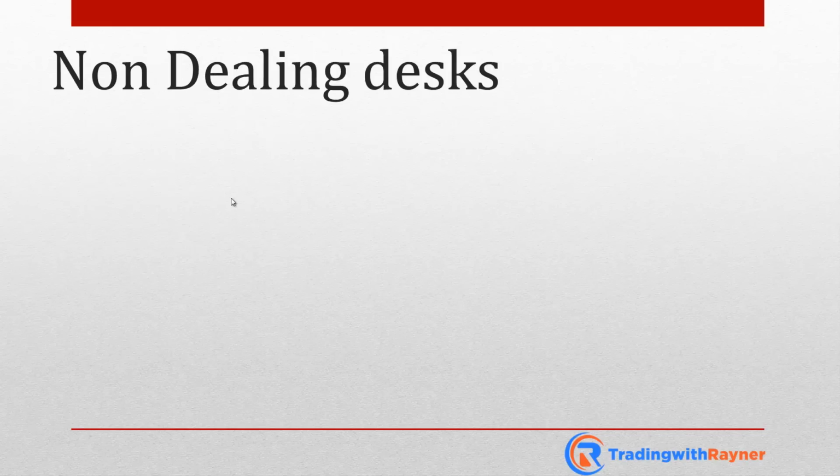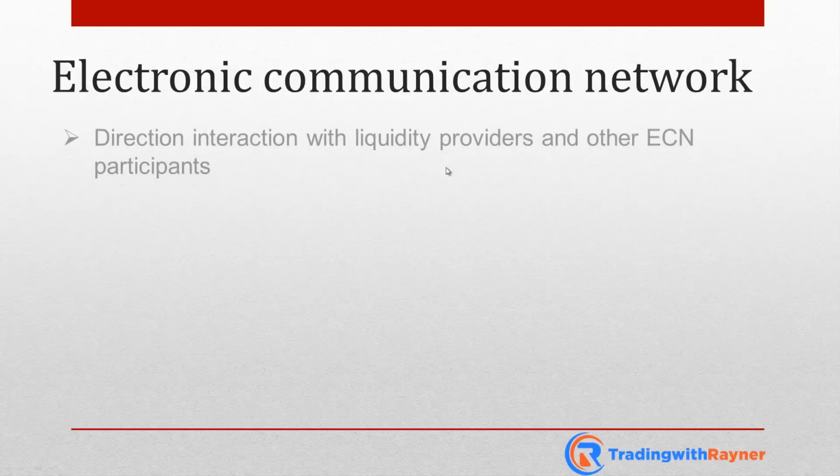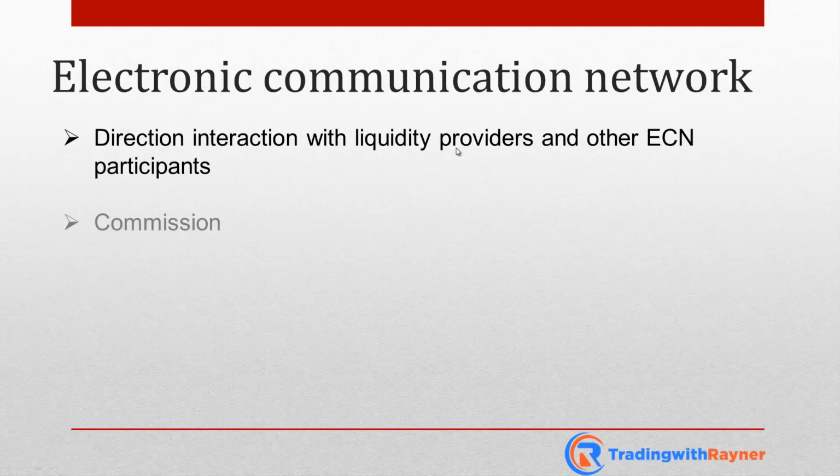It's their business model. So now, non-dealing desks, you have what we call ECN, Electronic Communication Network, and STP, Straight-Through Processing. So let's have a look, right? A non-dealing desk broker, for example this one is an ECN. What they'll do is that the trader will trade with the broker, and the broker will just connect you directly to the interbank market, right? Means you can see the order flow of the other market participants for ECN. Okay, you can directly interact with other liquidity providers or other ECN participants, right?